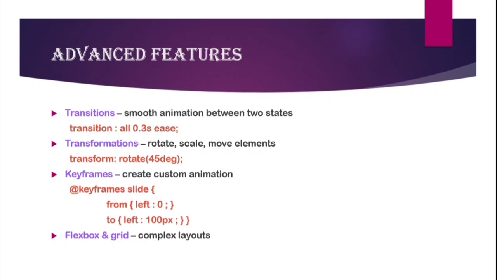Ease is nothing but how you want to add it, like ease in, out. These are the transition values that we can add, which determine how smoothly the transition should take place. That is done by using ease, ease in and ease out. So there are three ways.